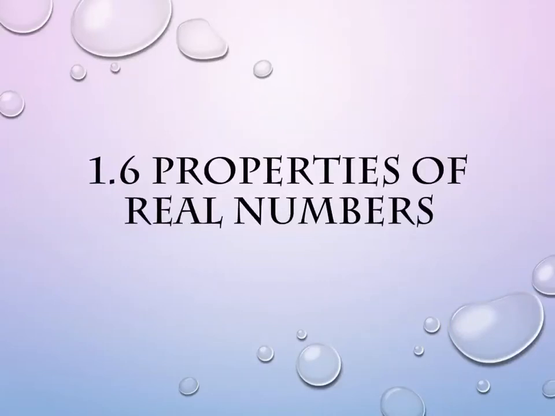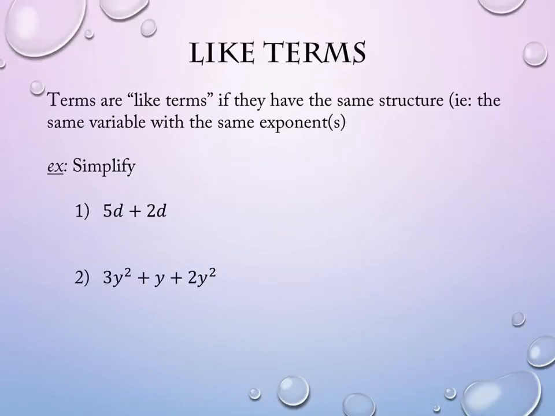Today we're going to take a look at section 1.6, which is properties of real numbers. To start with, I'd like to make sure that we're on the same page with a definition, and that definition is like terms. Terms are considered like terms if they have the same structure. For the purposes of our discussion today, what I mean by structure is they have the same variable with the same exponent.